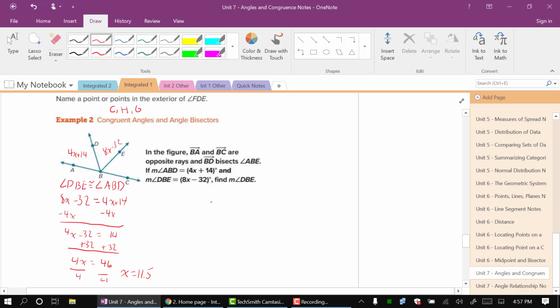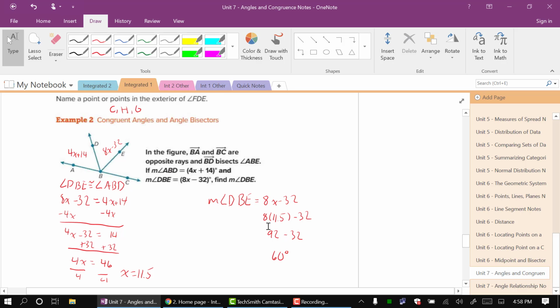So that's how much x is, but we want to plug it in and find what the measure of angle DBE is going to be, which is 8x minus 32. So it's going to give me 8 times 11.5 minus 32. Well, 8 times 11.5 is 92 minus 32. So this would be 60 degrees. So the measure of that angle is 60, and the measure of that angle is also going to be 60 degrees.